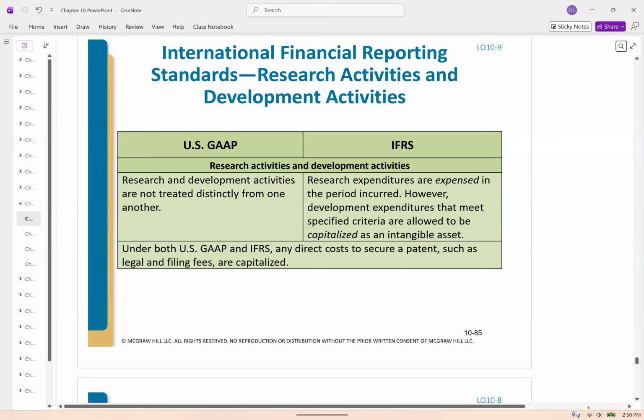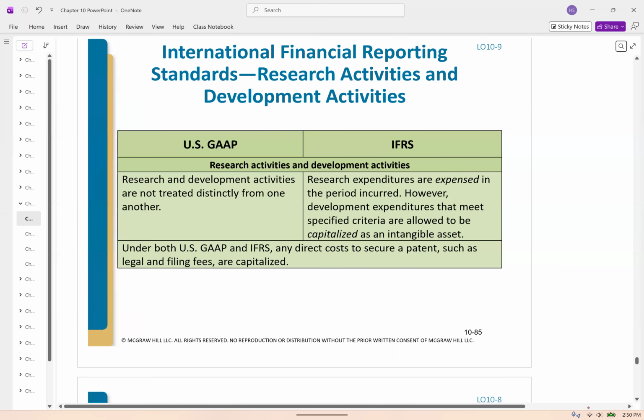IFRS is a little bit different than US GAAP in this. Research expenditures are expensed in the period as incurred. However, development expenditures that meet specified criteria are allowed to be capitalized as an intangible asset. I don't really have an opinion on which one of these is the better way.